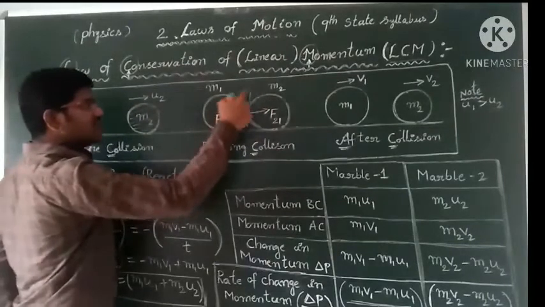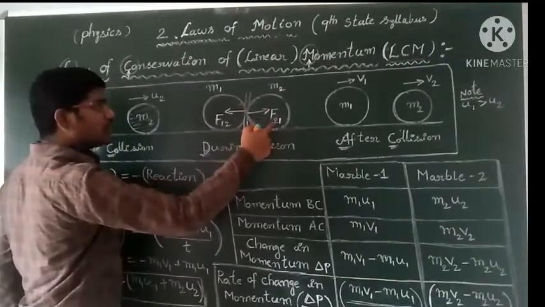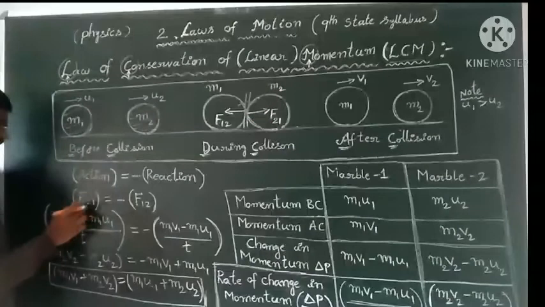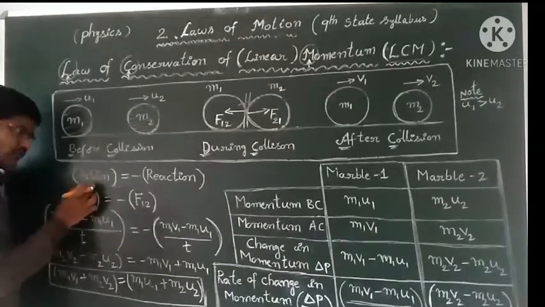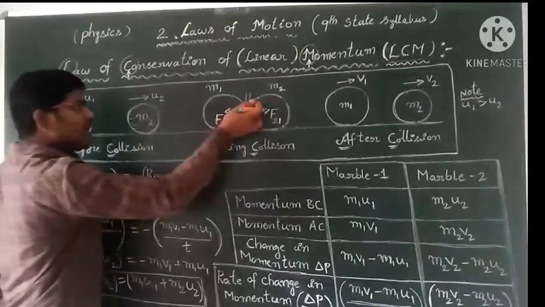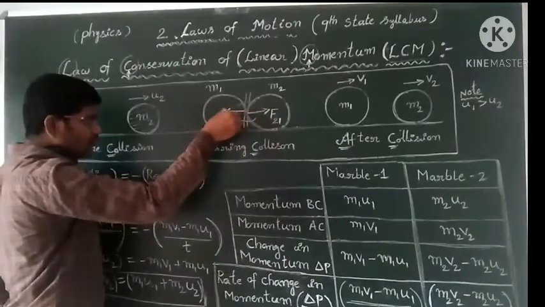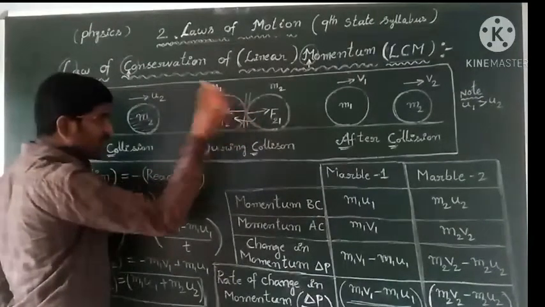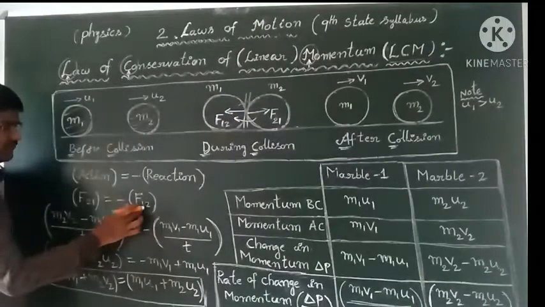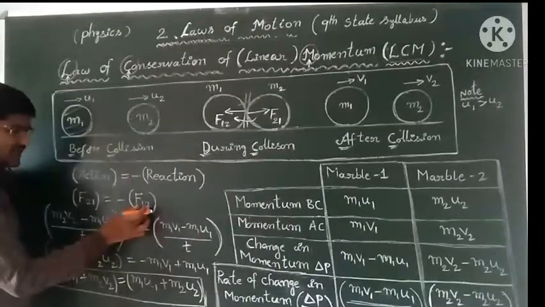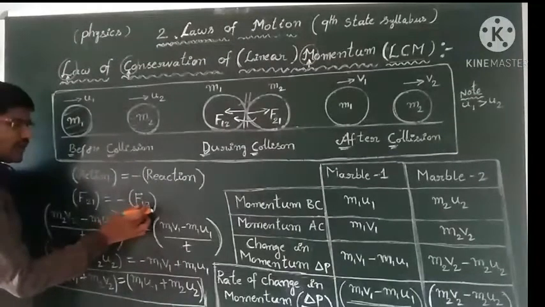So M1 exerts some force on M2, that is force on 2 by 1. If you call that the action force, then 2 also exerts some force on 1 in the interaction time, that is force on 1 by 2, which is F12, the force exerted by 2 on 1. F12 means force on 1 by 2.